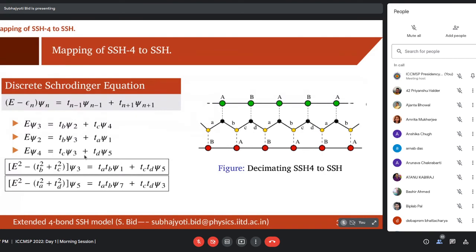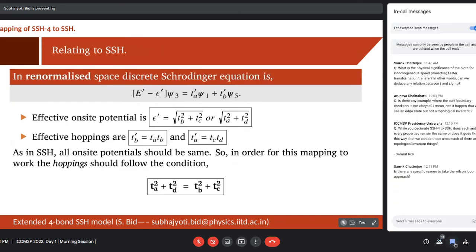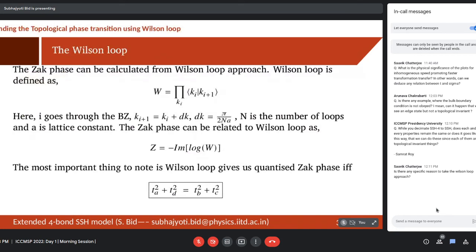Okay. Thank you. Yeah. The next one is from Shobhik Chatterjee. Is there any specific reason to take the Wilson loop approach? Oh, good question. I was expecting this question yesterday. Nice. There is no general rule for why I took this Wilson loop approach. I believe that if I solve the integral numerically, then I should also get the same topological invariant. But the Wilson loop is used because it's a gauge invariant approach, and we know that gauge invariant quantities are detected in experiments. That's why these Wilson loop approaches are used.